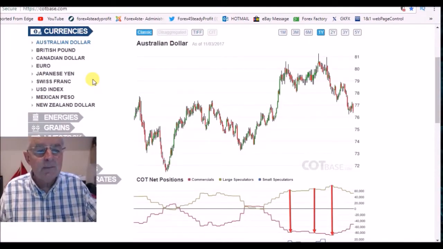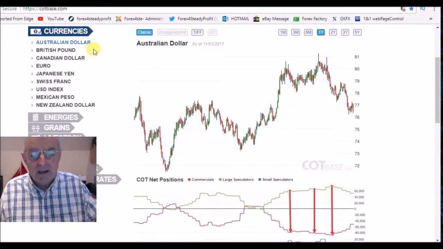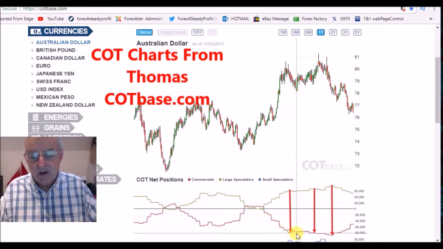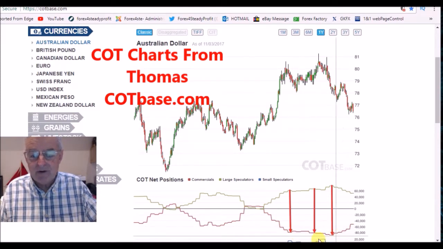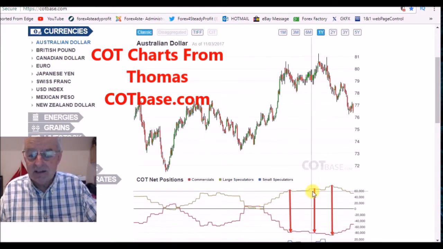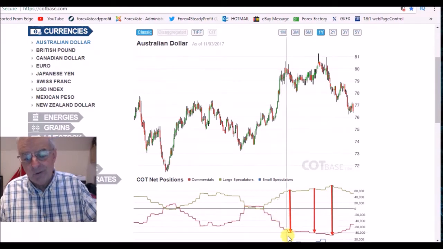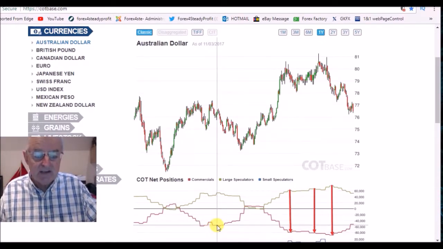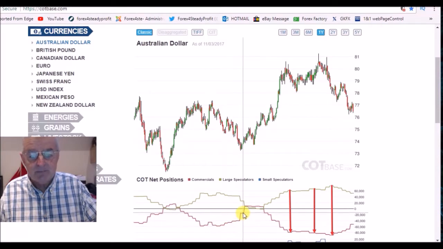Okay, this is the Commitment of Traders report in graph form. As we can see, the history and the positions of the commercials here in red and the speculators in green. What we're looking for is the commercials to take an opposite position to the speculators in an extreme position. As you can see from the past, whenever this has happened, you've had a sell-off.